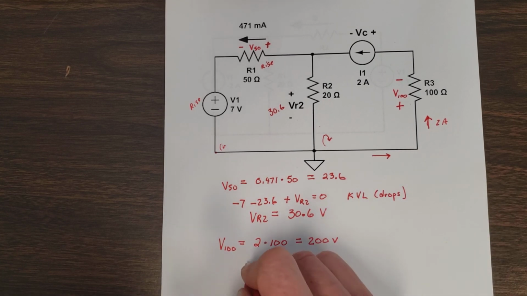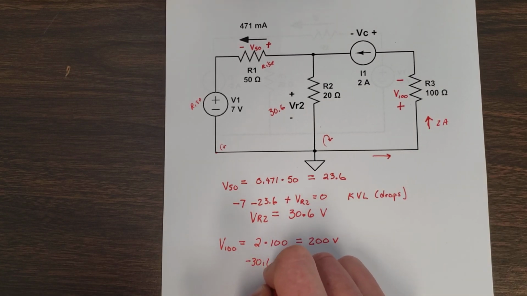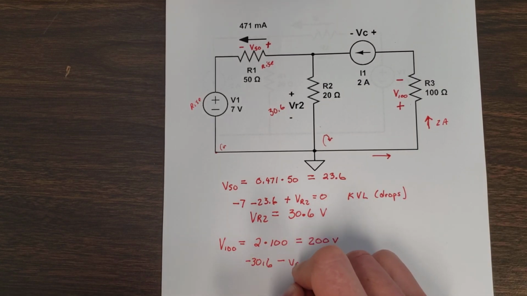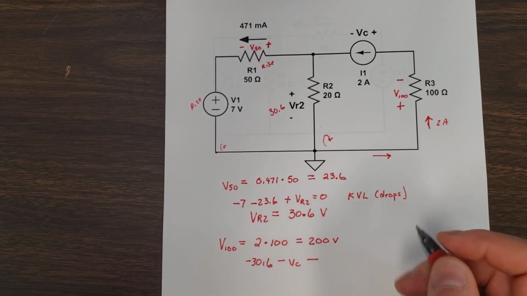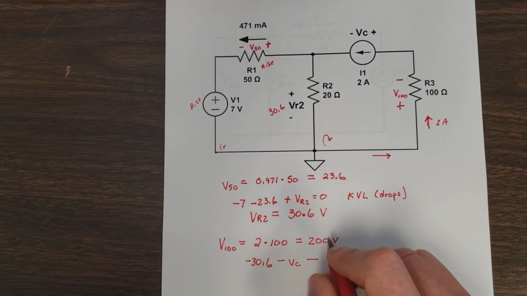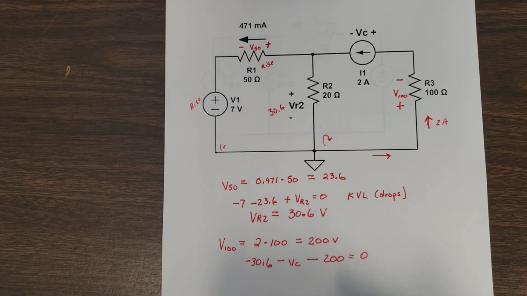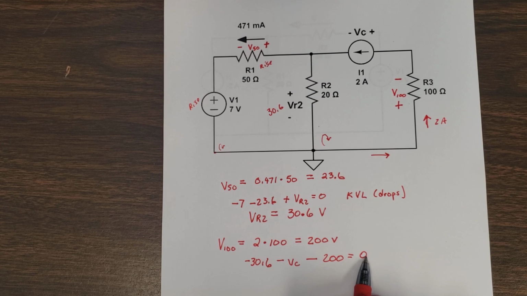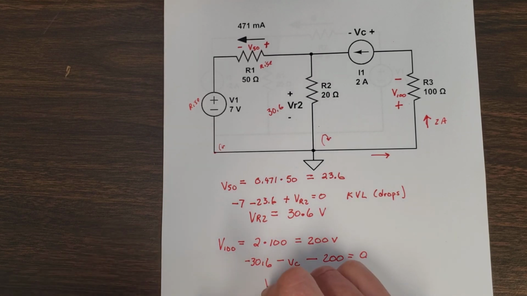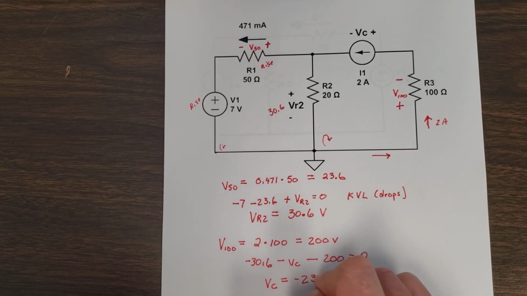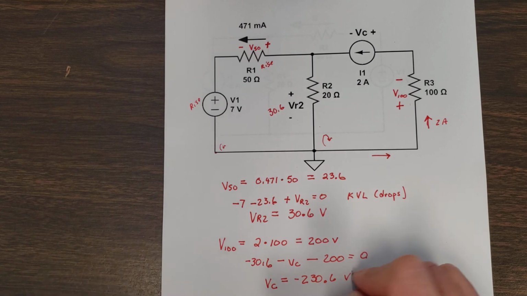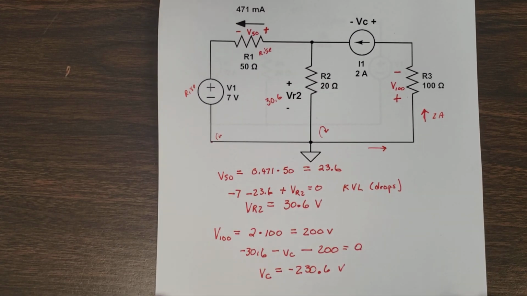But no worries. Negative 30.6 minus VC minus V100, and we found that V100 was 200. So V100 is equal to 0. Well, we're going to take the VC over to the other side. So we'll have VC equals minus 30.6 minus 200. So VC is equal to minus 230.6 volts, and we're all good.